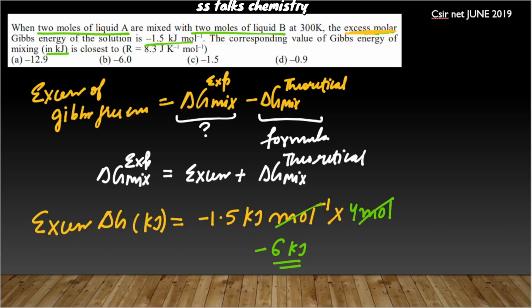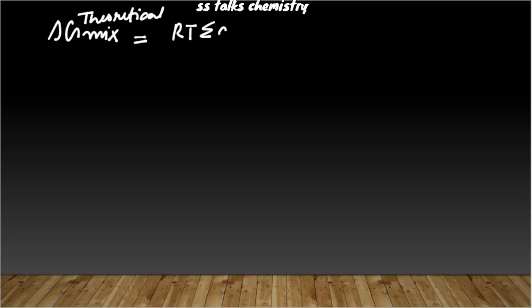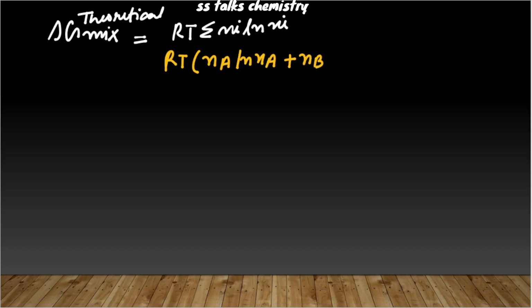Okay. So now delta G mixing, that we find theoretically. Delta G mixing calculated theoretically is equal to RT into the summation of Ni into ln of x. So this is going to be in units of kilojoules only. I'll show you that. So it is RT. Now summation means the number of moles of A into the ln of the mole fraction of A, plus the number of moles of liquid B into the ln of the mole fraction of liquid B. Right. So substitute these values.